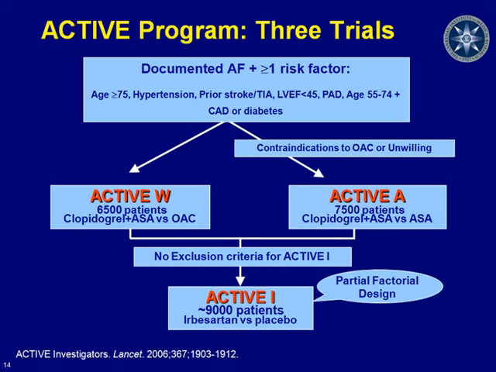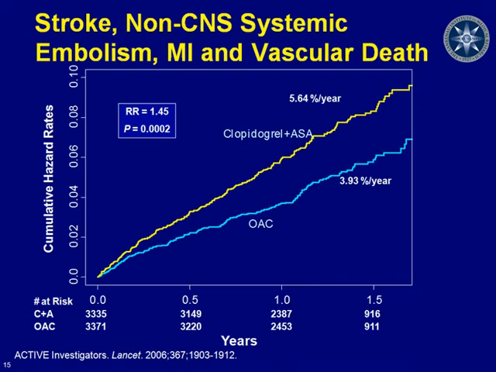So here is the data. This is the data from the ACTIVE trial showing an overwhelming benefit of oral anticoagulation in comparison to clopidogrel and aspirin. This is the data from the same trial that shows that the major bleeding rate attributable to oral anticoagulation with Warfarin and clopidogrel and aspirin were identical.